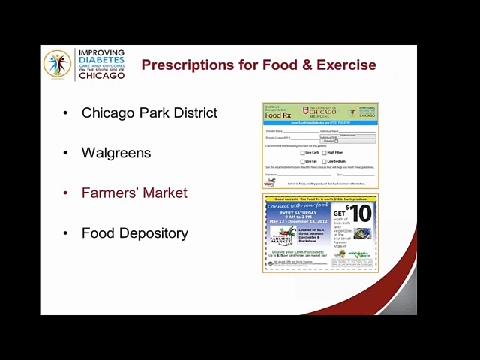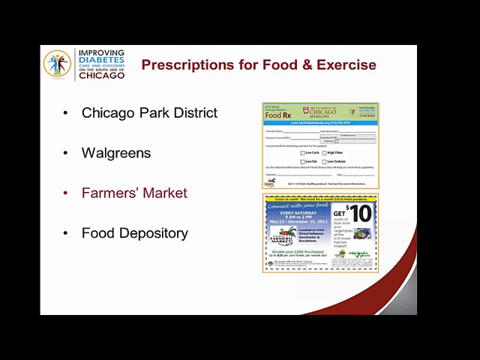Next slide. So as part of our work, we have prescriptions for both food and exercise that we use for people who have diabetes or don't. They're broadly implemented within all clinic populations with a special focus on people who have diabetes. And one of those is for the farmers market.